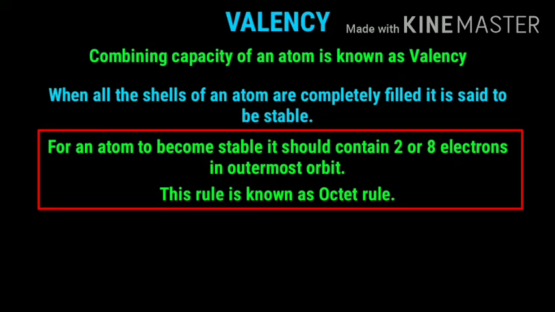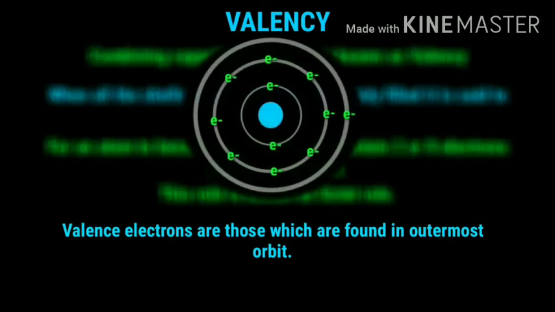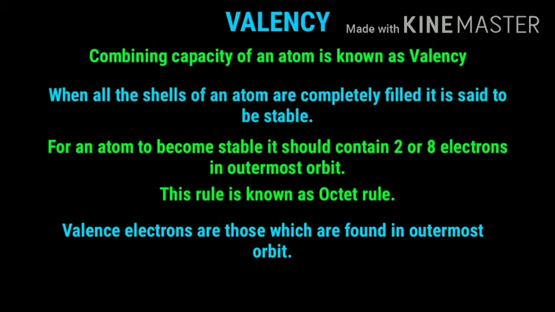For an atom to become stable, it should contain 2 or 8 electrons in the outermost orbit, and this is called the octet rule. Octet means 8. Valency electrons are those which are found in the outermost orbit. The electrons which are found in outermost orbits are called valence electrons or valency electrons. Okay. Now, you can see here valency electrons are 2 because 2 electrons are present in the outermost orbit.